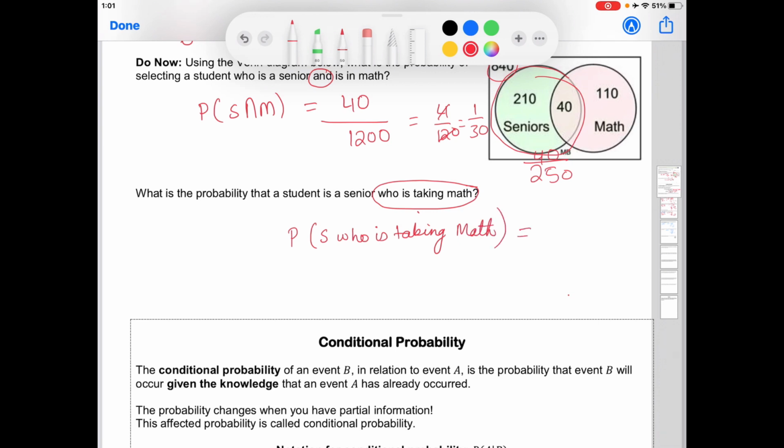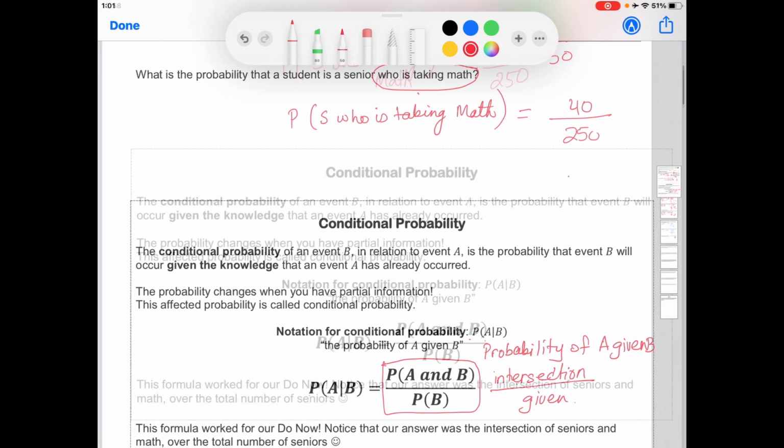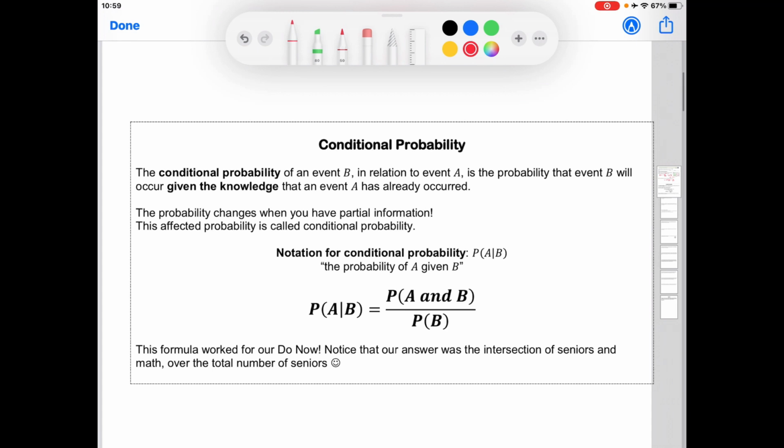Math. So out of all the seniors, there are a total of 250 seniors, right? Because the circle of seniors adds up to 250. How many are taking math? Only 40. Okay. So how does that roll into a lesson today? Conditional probability. Conditional probability has to do with conditions given to you that an event has happened first, and then we're following up on what's happening next. So let's read through it.